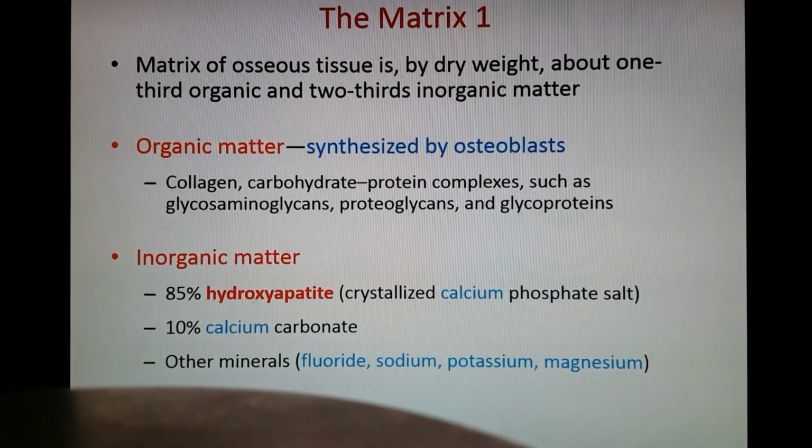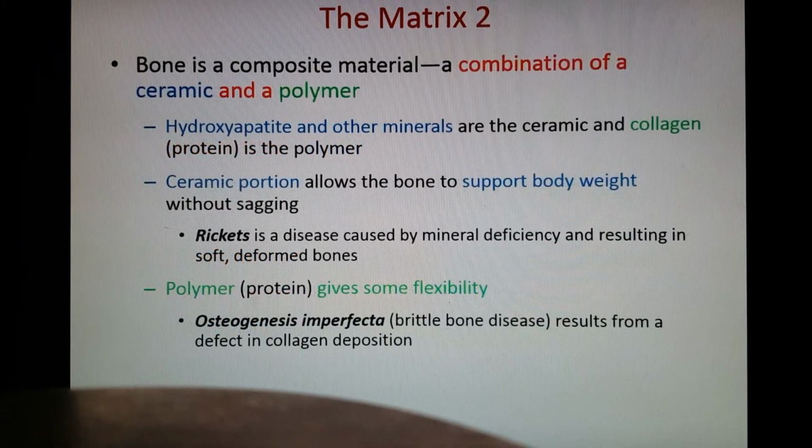collagen fibers, is mostly 85% hydroxyapatite, so that's your main crystal. It's a type of calcium phosphate. The rest of it is calcium carbonate, and then other minerals like fluoride, sodium, potassium, and magnesium. So these two parts create a ceramic and a polymer to help with the function of the bone. So give it strength, but also give it flexibility.